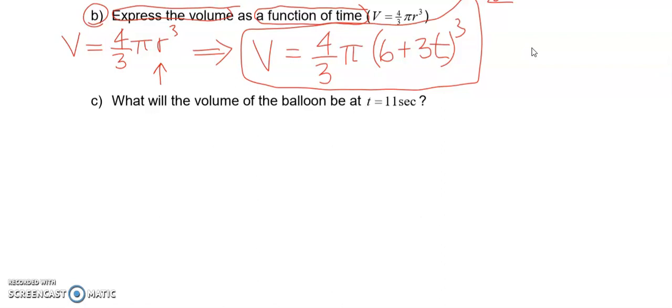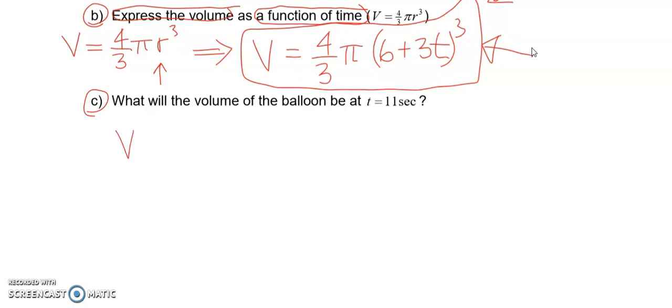What will be the volume, or what is the volume of the balloon at t equals 11 seconds? So you need a formula for volume, which I think we got in part B, and we're given the time that has passed by. So that, everybody, means that we really just use the equation that we got from part B. That will answer part C easily, and all we do is plug in 11 for t.